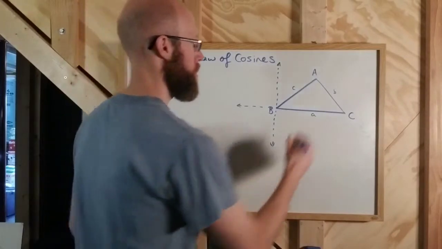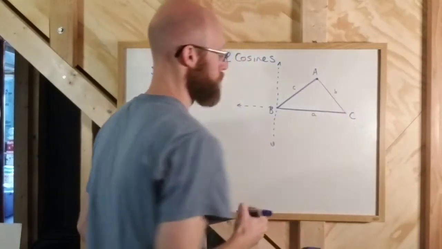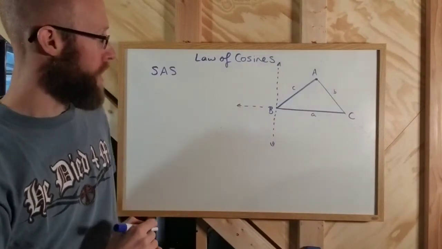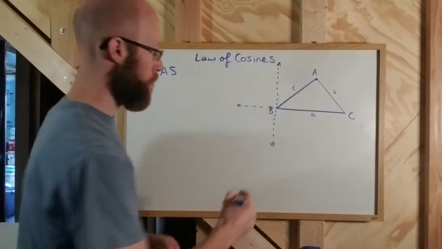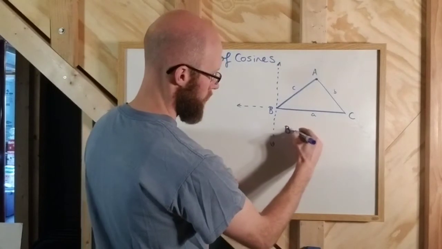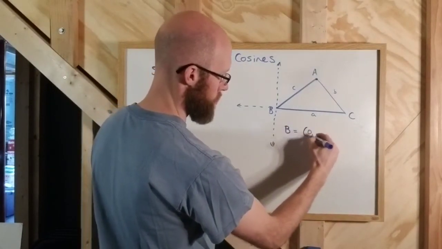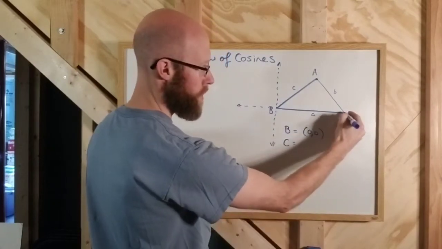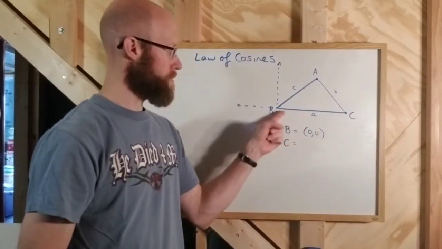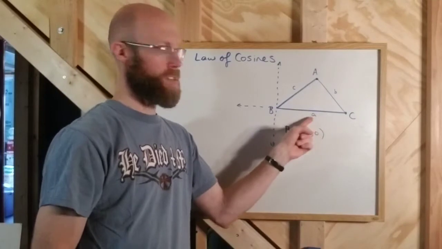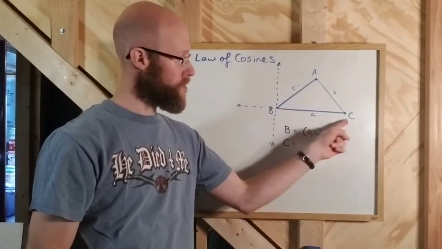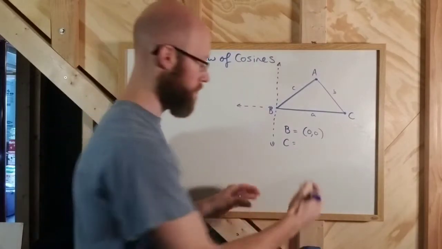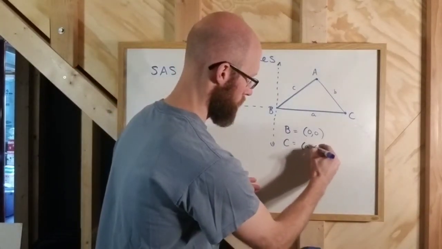Now, it's kind of interesting. Point A has coordinates, right? In fact, all these points now have coordinates. Point B has coordinates 0, 0, because that's at the origin. Point C, over here, well, notice this side BC has length a. So point C is a units over to the right, so it's a comma 0 for its coordinates.